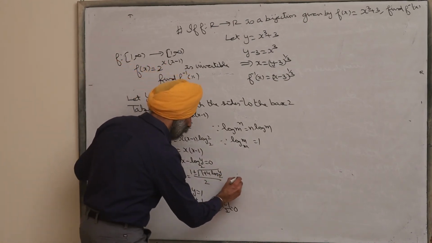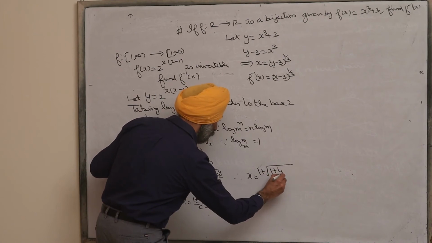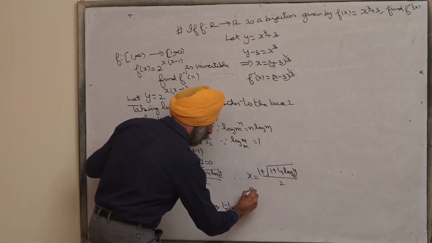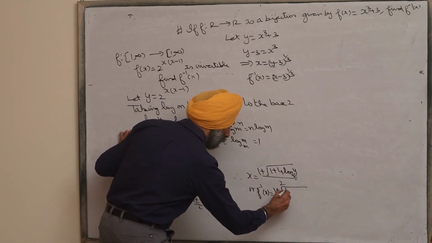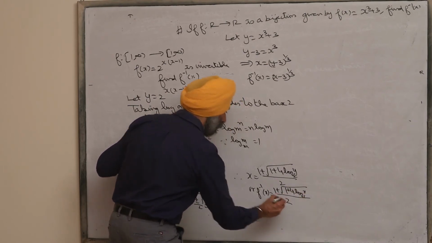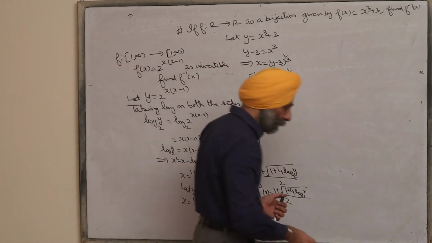So therefore x is equal to 1 plus under root of 1 plus 4 log y to the base 2 upon 2, or f inverse of x is equal to 1 plus under root of 1 plus 4 log x to the base 2 upon 2. So this way you can find the inverse of the function.